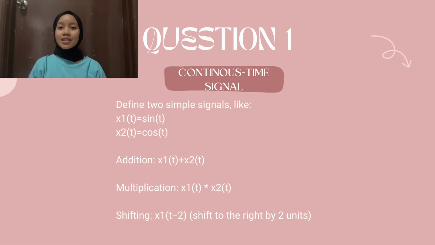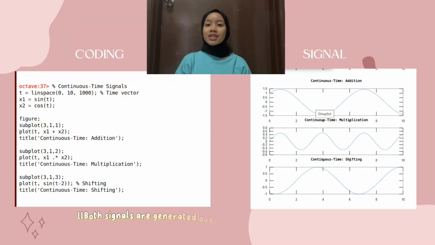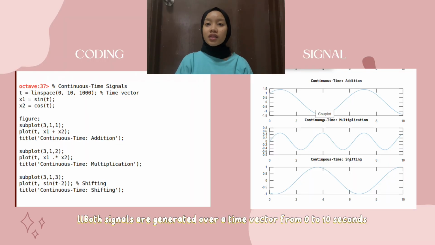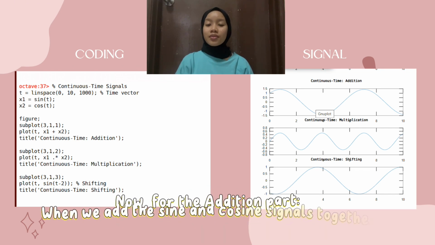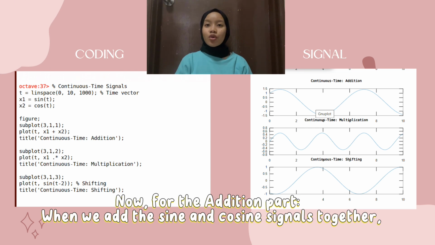For the continuous time signal, I define two signals. X1 is a sine wave, sin t, and X2 is a cosine wave, cos t. Both signals are generated over a time vector from 0 to 10 seconds with 1000 points for smooth plotting. Now for the addition part, we add the sine and cosine signal together.